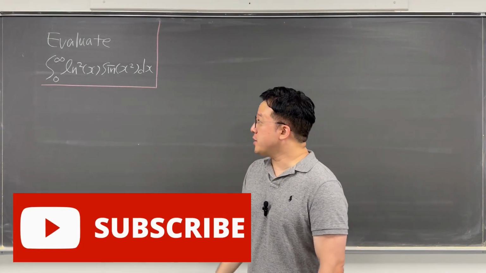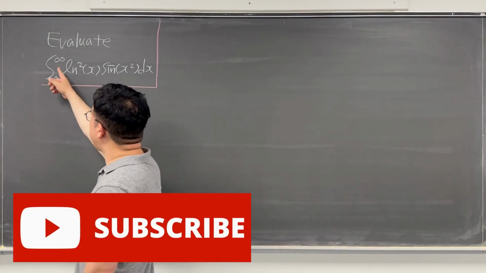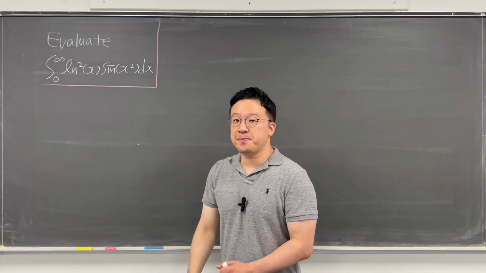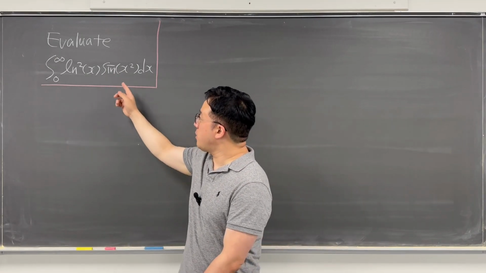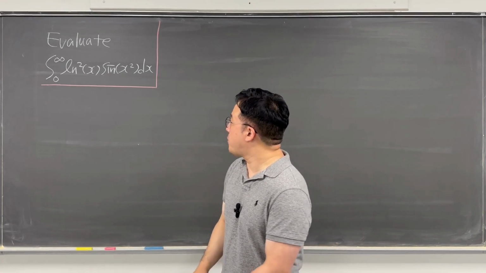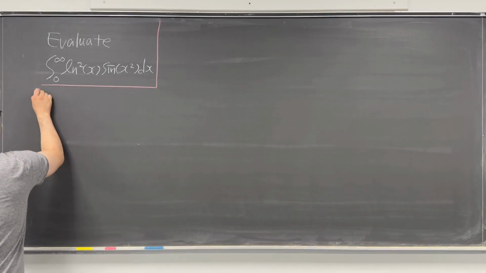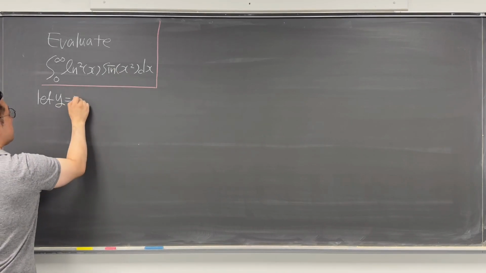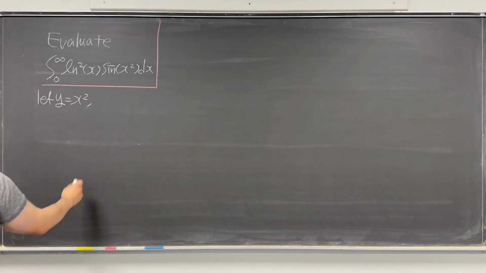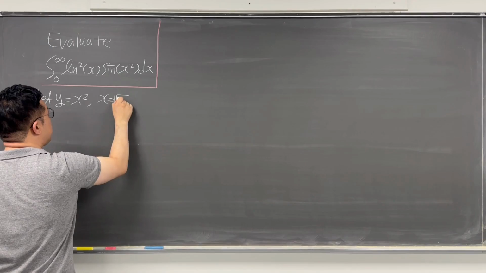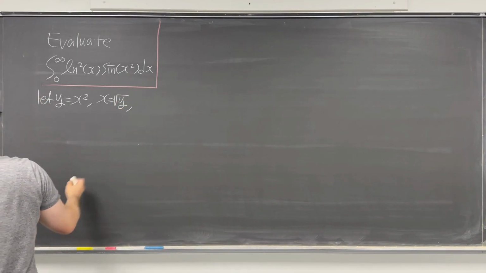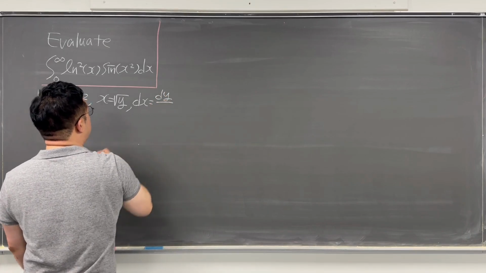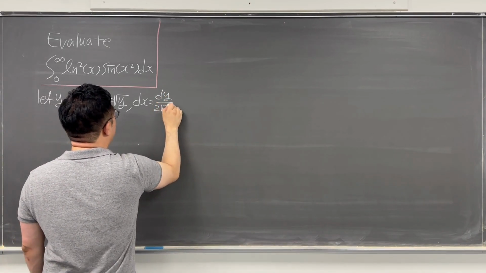Okay, here's the question. Evaluate this integral from 0 to infinity of ln squared x times sine of x squared dx. For the sine of x squared part, this is a Fresnel integral. So that's why we can let y be this x squared, which means x is equal to the square root of y, and dx is equal to dy over 2 times the square root of y.